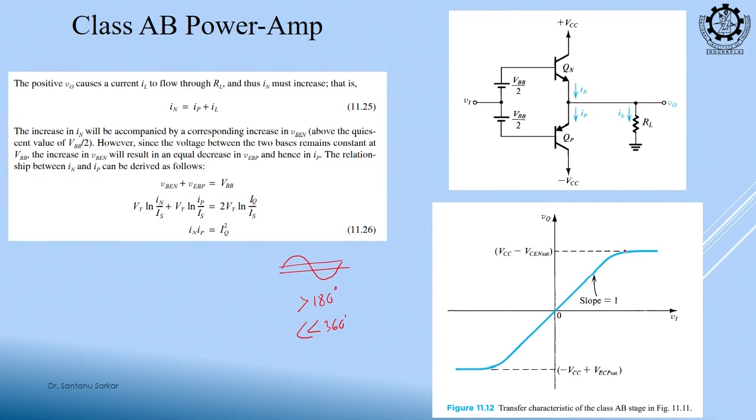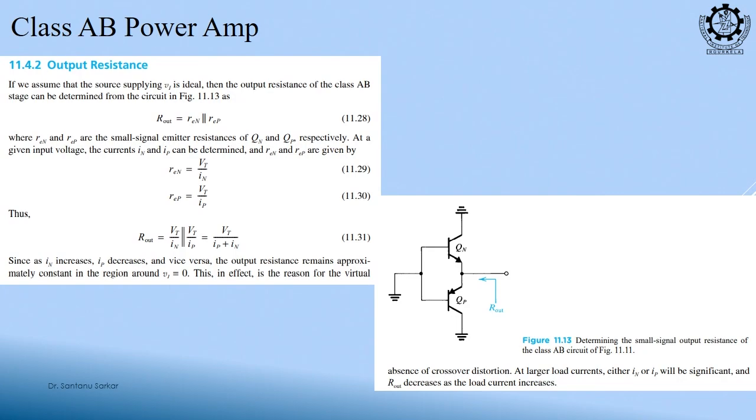That is now the transfer characteristic. Previously it was distorted, it was like this at the zero crossing. Now it is linear. So, we hope that we will not get that zero crossover distortion.